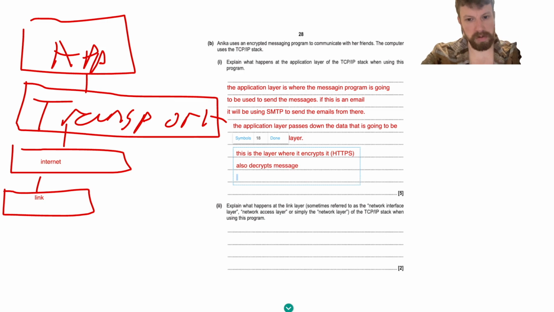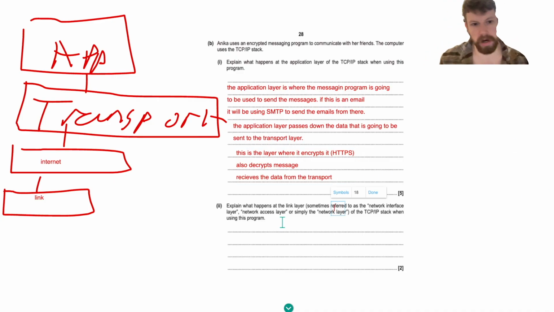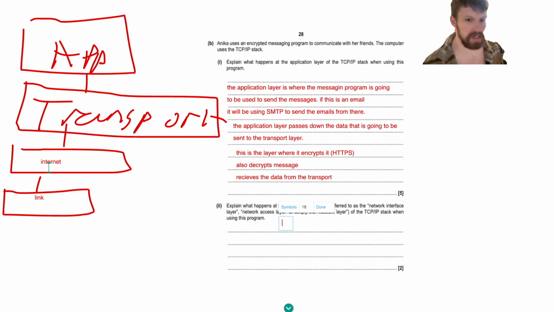The other thing as well to get the final mark on there is I talk about how it receives the data from the transport layer. So that's another thing. This one I always see students really struggle on, and it's just think about the layers. So the first thing I'm thinking about is protocols. What protocols operate at which individual layer? Then also what I'm going to be doing is where am I going to be receiving the data from?